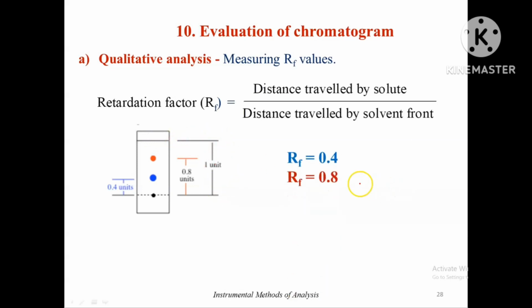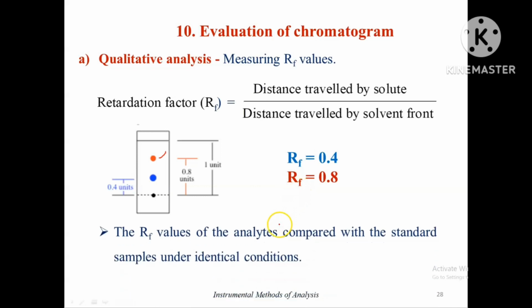So in this case, the RF value of the blue colored product would be 0.4 divided by 1. So that gives us 0.4 as the RF value for the blue colored product. While for the red colored product, the RF value will be 0.8 divided by 1. So we will get 0.8 as the RF value. So in this way, the RF values can be calculated for the individual spots. After calculating the RF values, they can be compared with the standard samples under identical conditions.